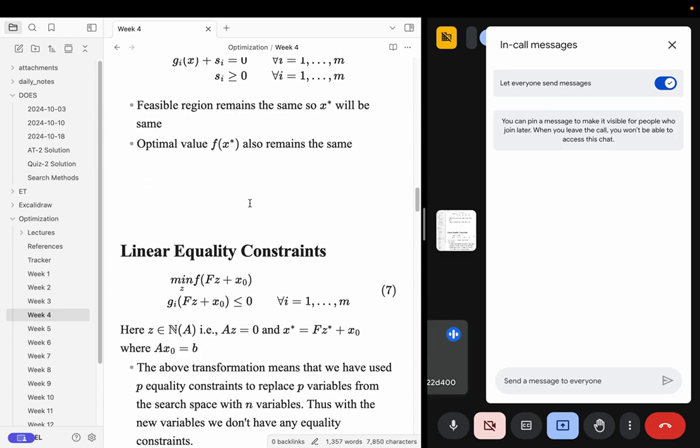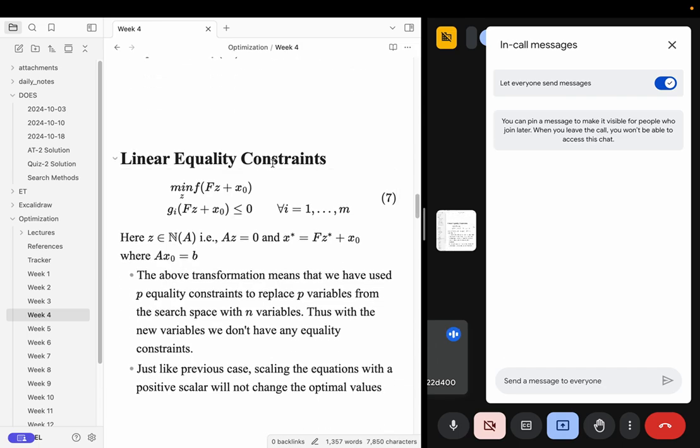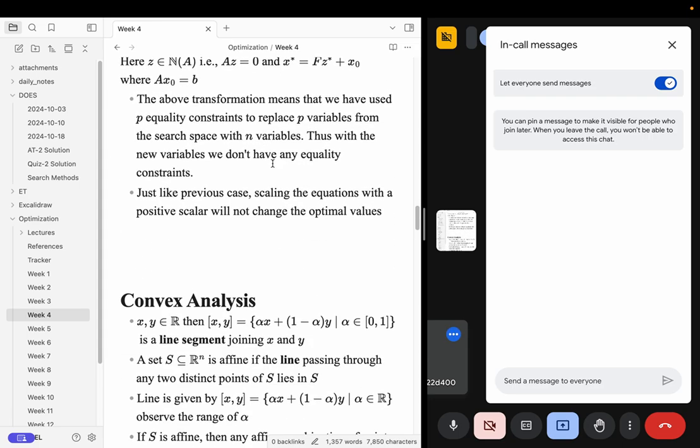And then we also have seen linear equality constraints. Whenever we have equality constraints, we can always rearrange the variables and reduce the number of variables in my original objective function. For example, if I have two variables in my objective function and I have one constraint in terms of x and y, then I can always write y as a function of x and substitute it back to reduce the number of variables in my original optimization problem. This is very similar to the implicit function theorem.